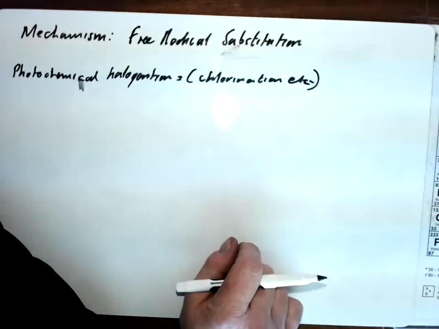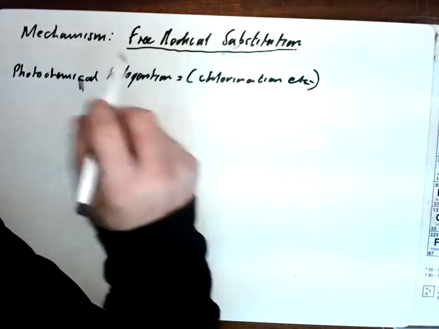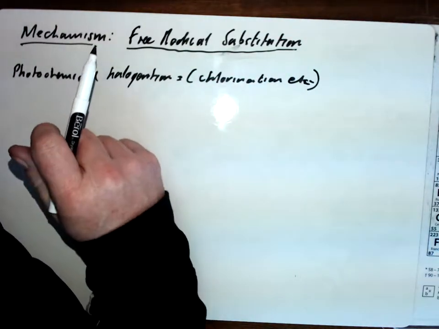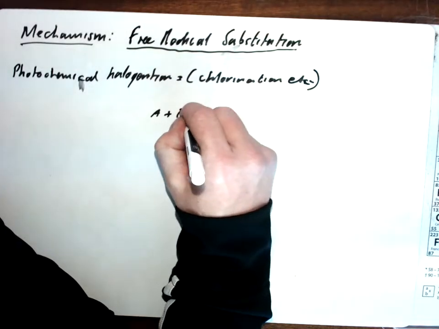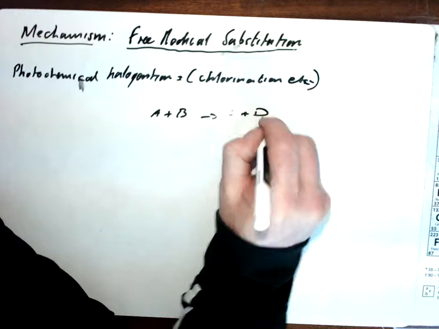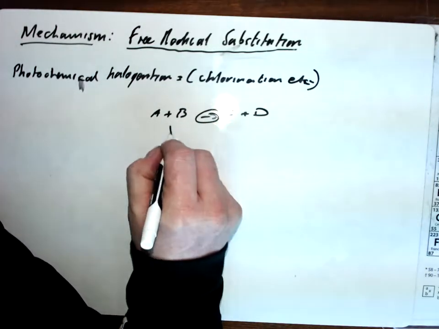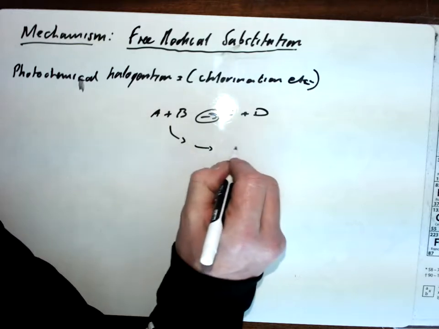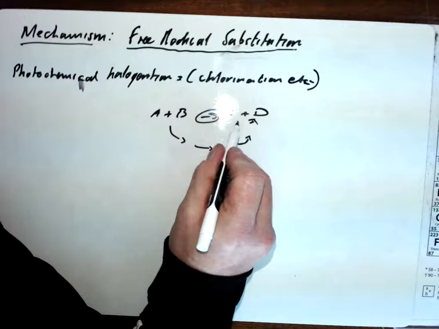Hey guys, so I'm going to do a very quick video just on the mechanism of free radical substitution. So that's the type of mechanism, and the mechanism really looks at what happens if we think of, normally we would do A plus B to give me C plus D, reactants to products. So a mechanism deals with what happens before we get to C and D.